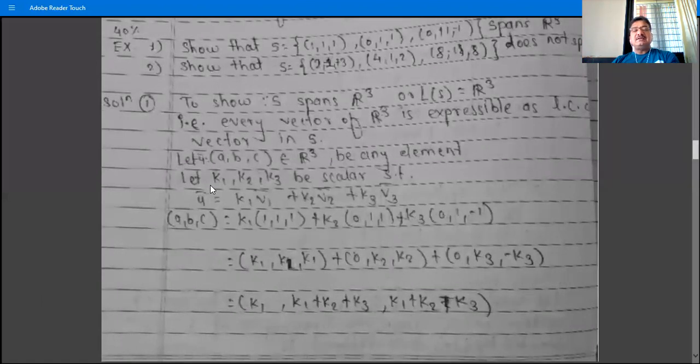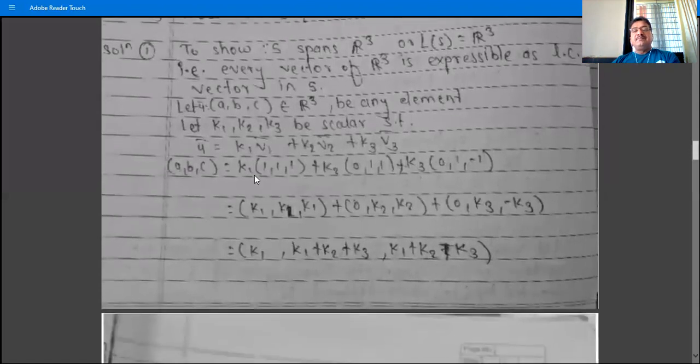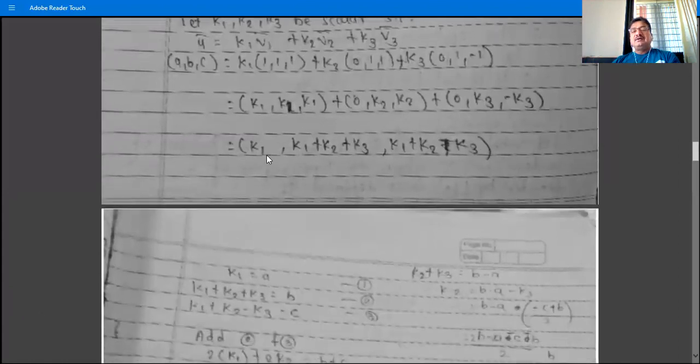So what is the first sentence? Let K1, K2, K3 be scalars such that U bar is equal to K1 V1 plus K2 V2 plus K3 V3. And then substitute U bar, V1 bar, V2 bar and V3 bar. And now apply the definition of scalar multiplication. We have this. Then apply the definition of addition of vectors in R3.